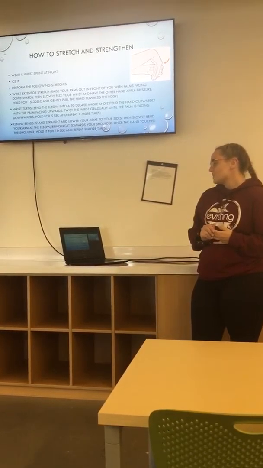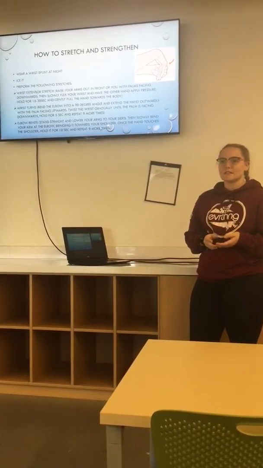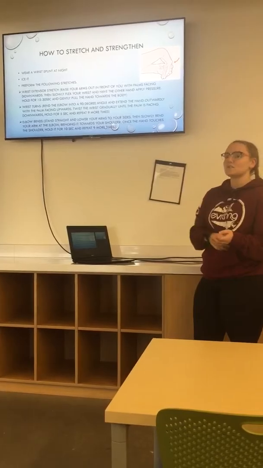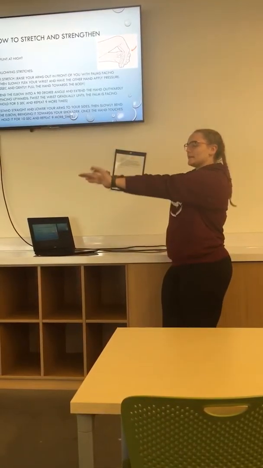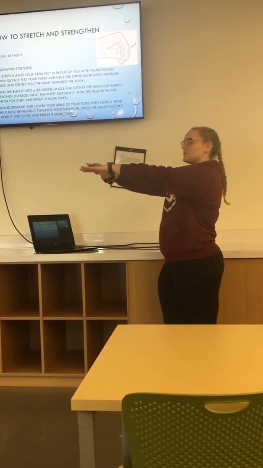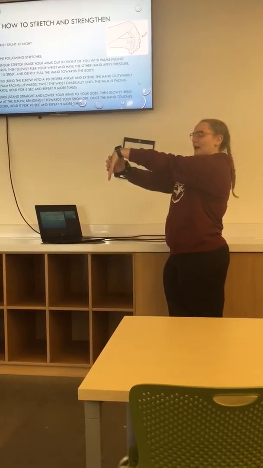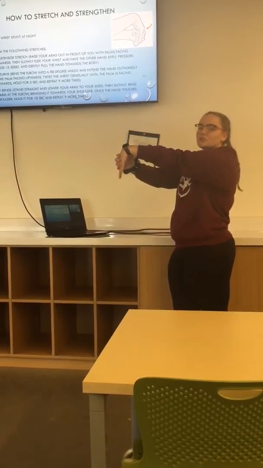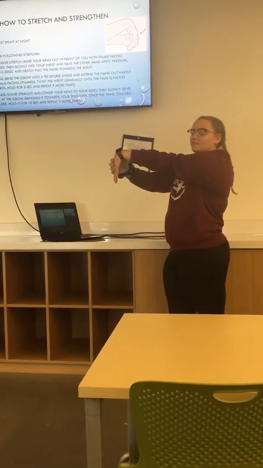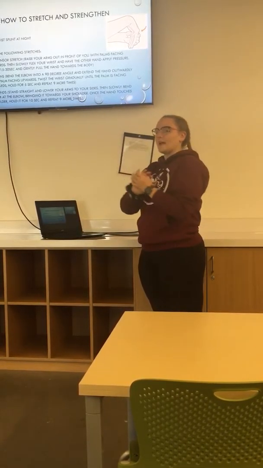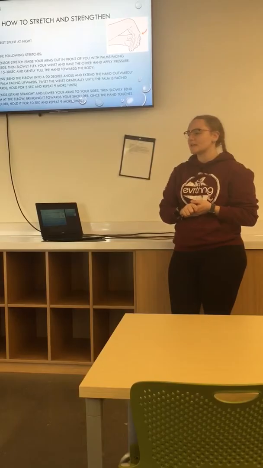Some stretches would be your wrist extensors. So you would bring your arms out like this in front of you, and you just slowly bring your wrist downwards like that, and add a little bit of over pressure to it, and hold that for 10 to 15 seconds. And then you can repeat it a couple times.